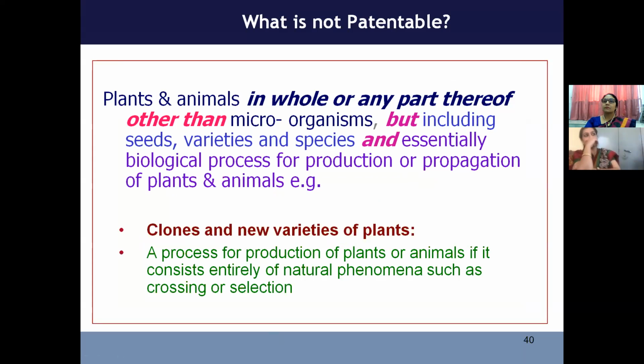And then plants and animals in whole or any part thereof, other than microorganisms, but including seeds, varieties, and species, and essentially biological processes for their production or propagation of plants and animals are not patentable, such as clones and new varieties of plants, a process for production of plants or animals if it consists entirely of natural phenomena such as crossing or selection. Again, not patentable.